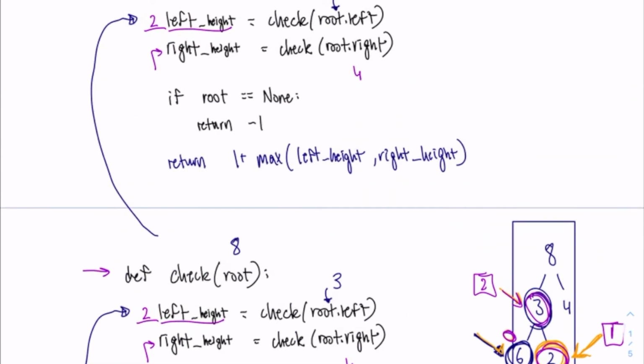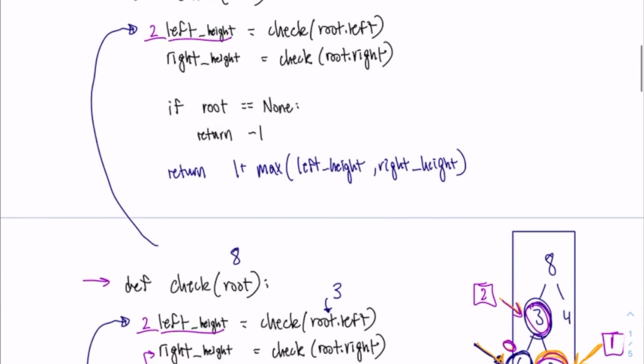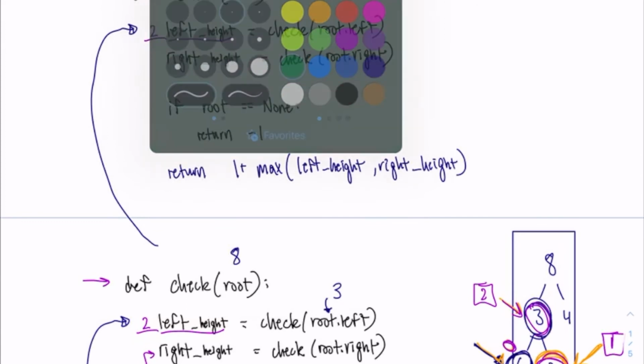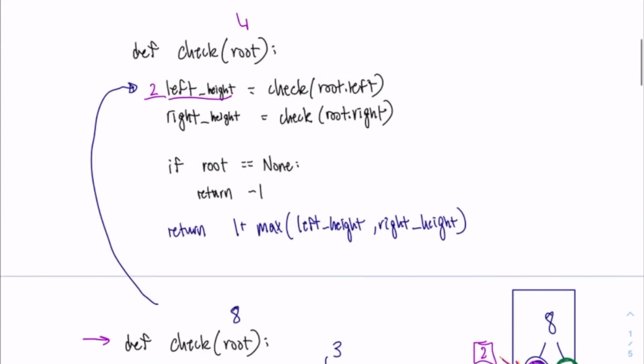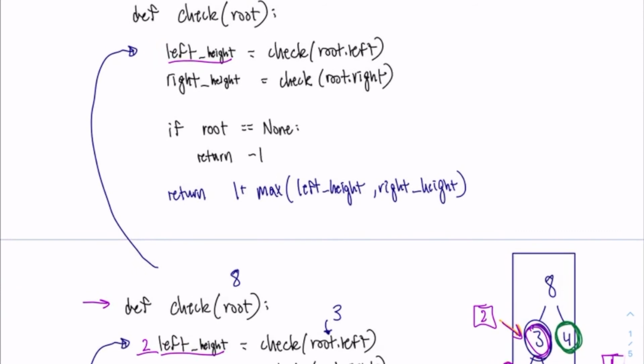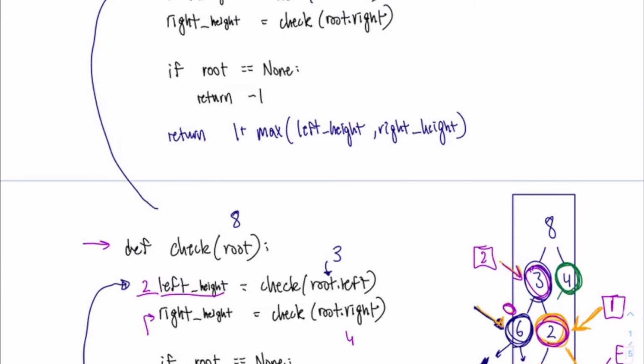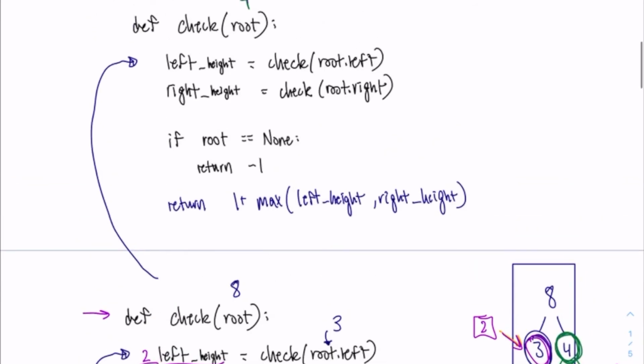and we see that root.right, which was originally 4, is now going to be root, because we're now looking at, let me change colors, we're now looking at 4, so root is now 4. And left height, and this should be obvious from the previous examples, left height is none, right height is none, so left height is -1, right height is -1 because of this statement.